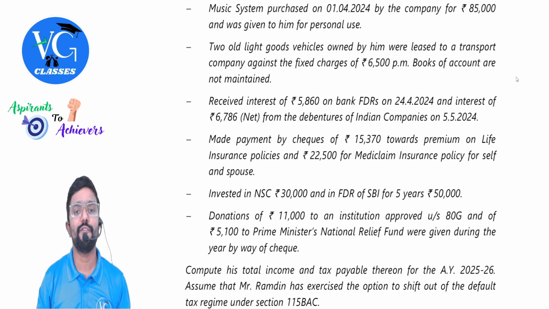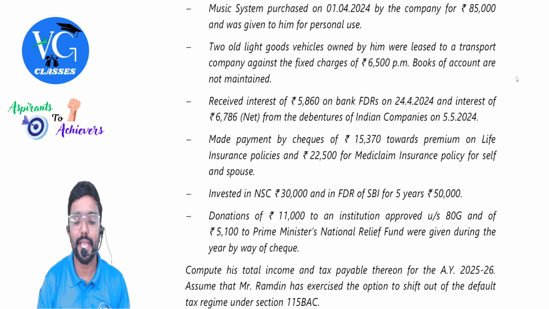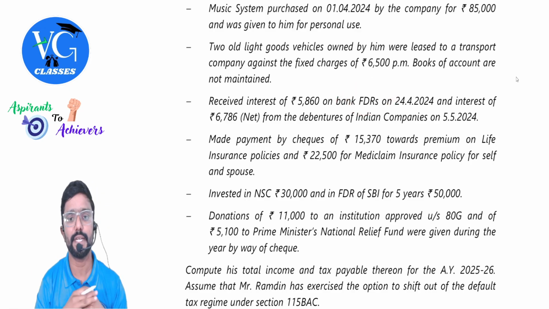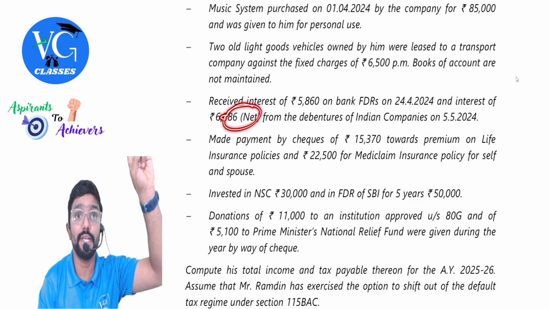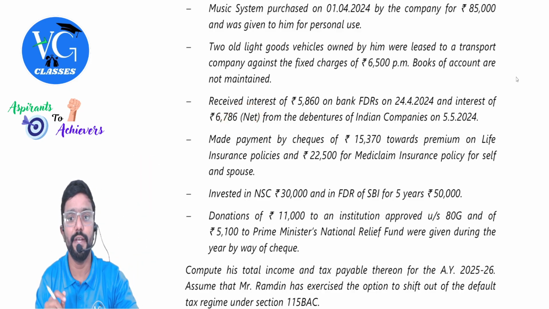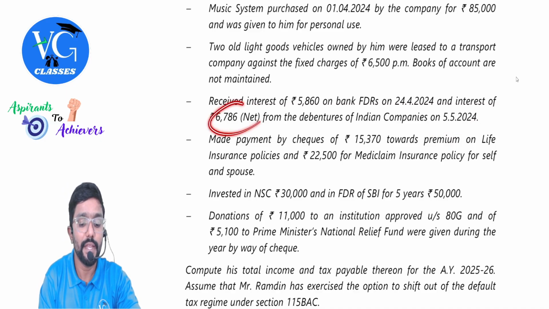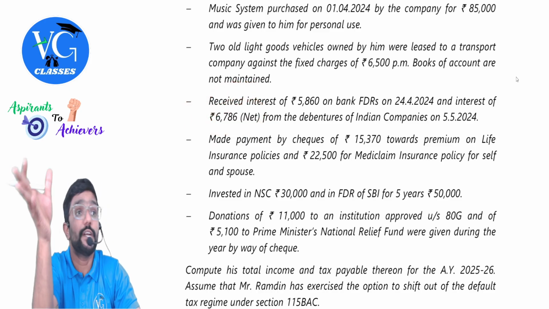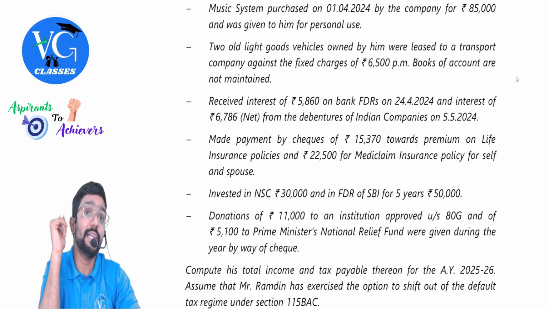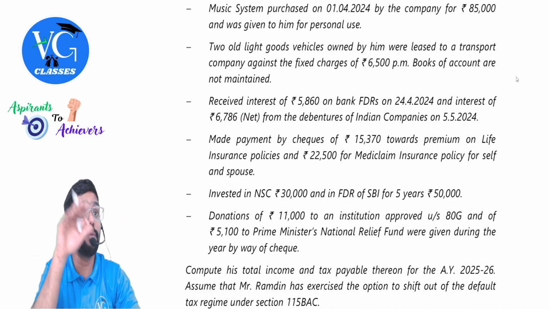Received interest of 5,860 on bank FDRs, that is fixed deposit receipts, on 24th April 2024, and interest of 6,786 net, means after TDS, from debentures of Indian companies on 5th May 2024. Guys, listen here. They have mentioned net and here also they have given received. That means it is after TDS. So while calculating the income, should we take after TDS or before TDS?